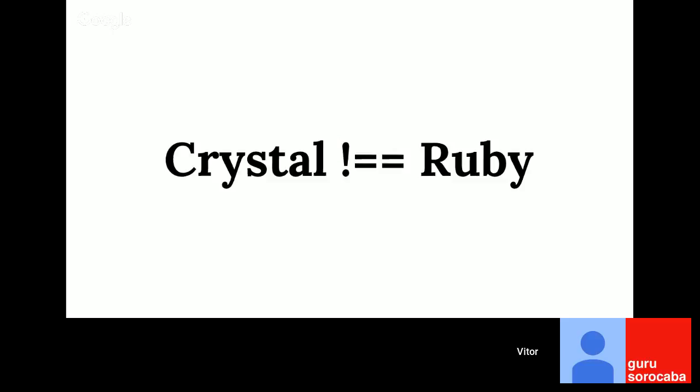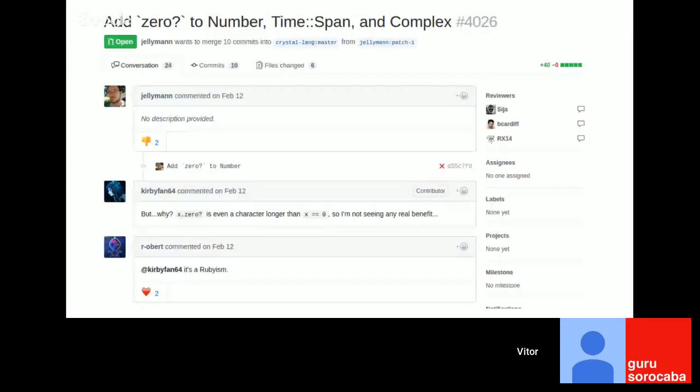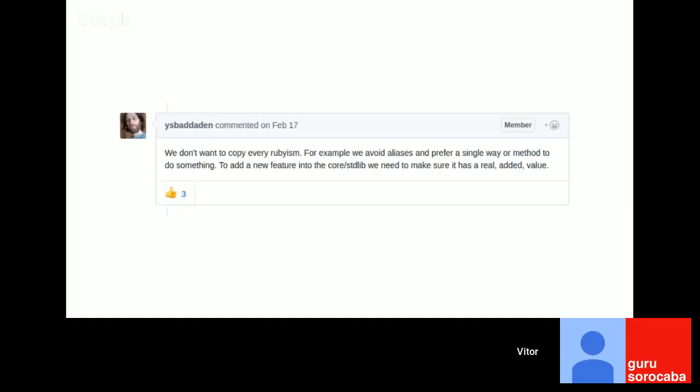Compatibility is not a goal, so not every Ruby code can be compiled into Crystal, despite it being possible with simple snippets and so on. This is a PR that this dude opened to add the zero method to the number class. So it was rejected. It was not merged because the creators of the language don't want to copy every Ruby aspect, every single thing that exists on Ruby. They want a simple and fast language that can be both expressive and fast.